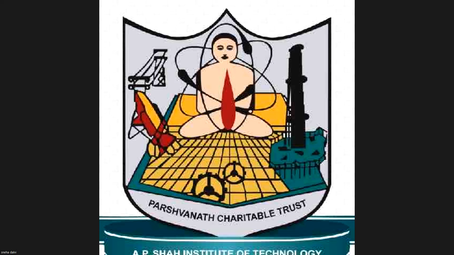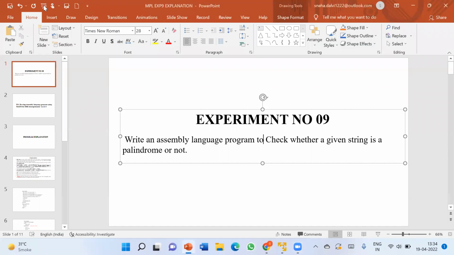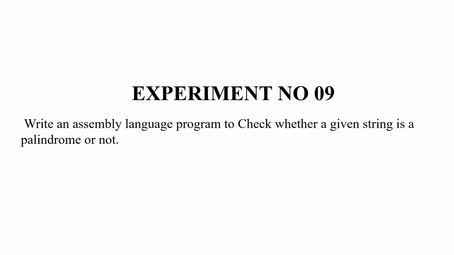So today we are going to see experiment number 9 from the subject known as MPL, that is Microprocessor Lab, Sem 4. So today's aim of the experiment is to write an assembly language program to check whether a given string is a palindrome or not.